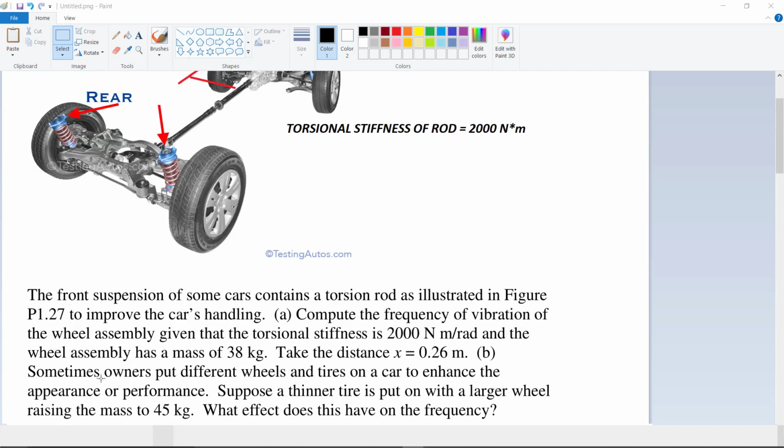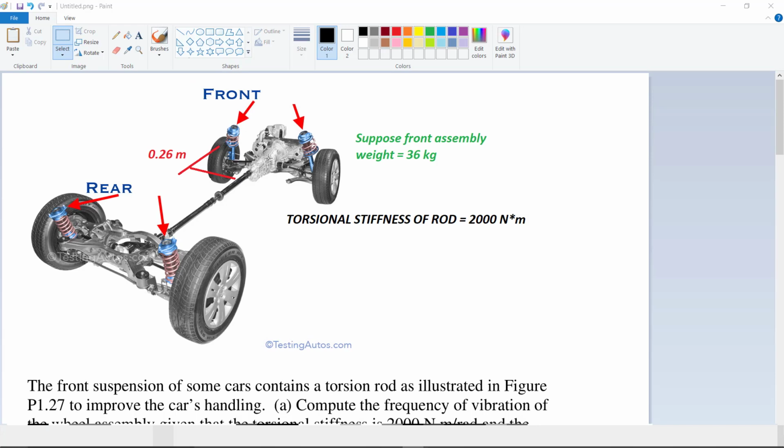Sometimes the owner puts a different wheel and tire on the car to enhance the appearance or performance. Suppose the tire is put on with a larger wheel, raising the mass to 45 kg. What effect does this have on frequency? So we have to find the frequency of this system.